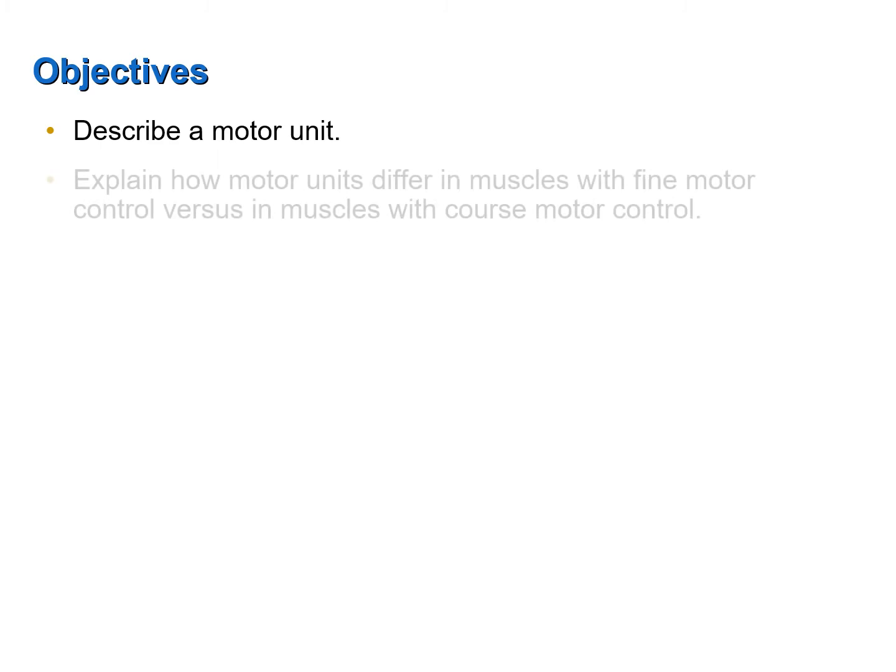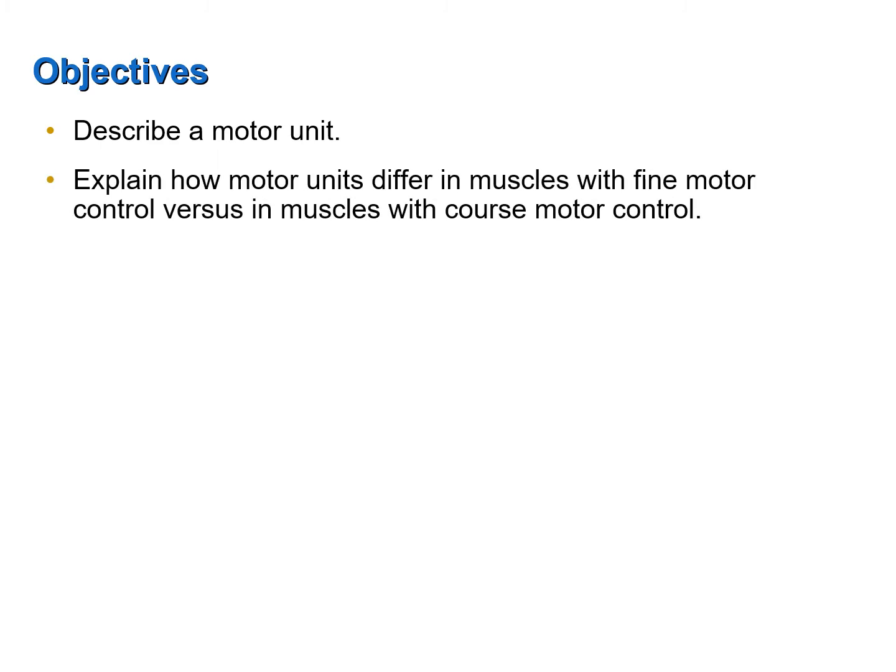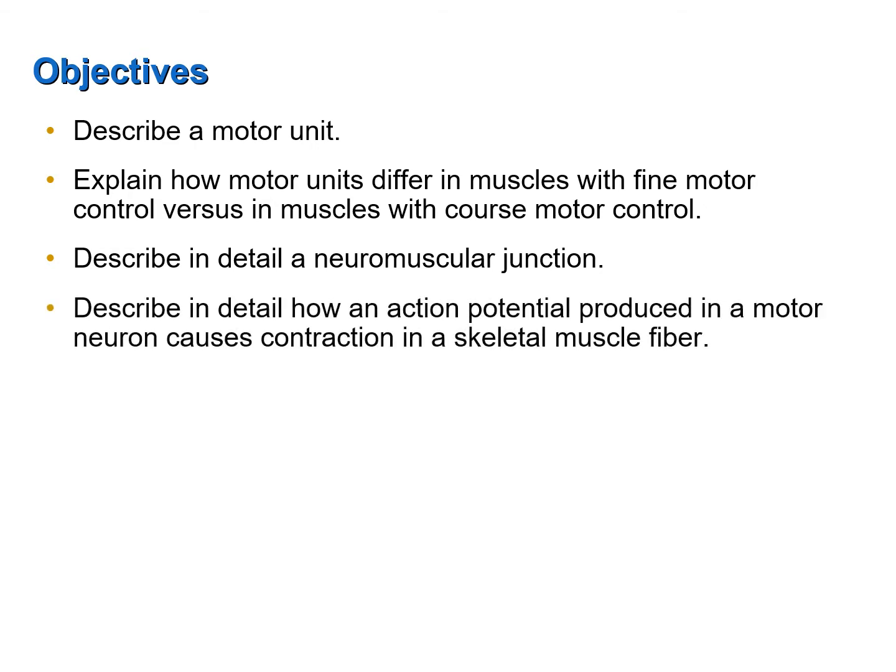Describe a motor unit. Explain how motor units differ in muscles with fine motor control versus in muscles with coarse motor control. Describe in detail a neuromuscular junction. Describe in detail how an action potential produced in a motor neuron causes contraction in a skeletal muscle fiber. And, lastly, describe how a skeletal muscle fiber relaxes.